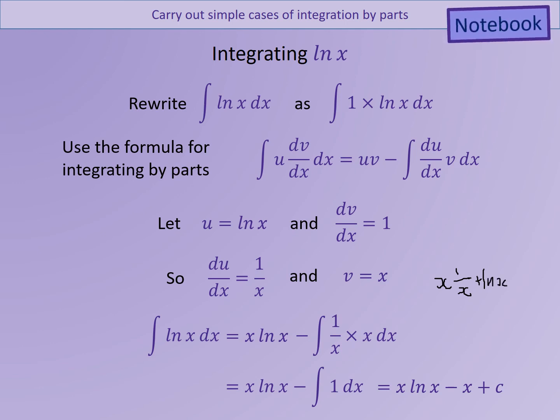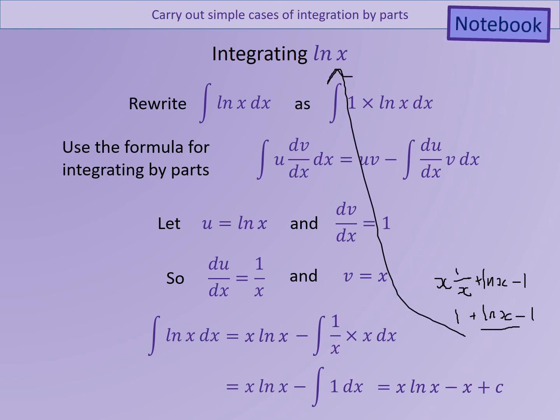Okay, then I carry on. I differentiate minus x, which goes to minus 1. And I differentiate plus c, which cancels out because it's just a constant. So I end up with x over x, which is just 1, plus ln x minus 1. And lo and behold, that one there will cancel with that one, leaving just ln x, which of course is what you wanted.